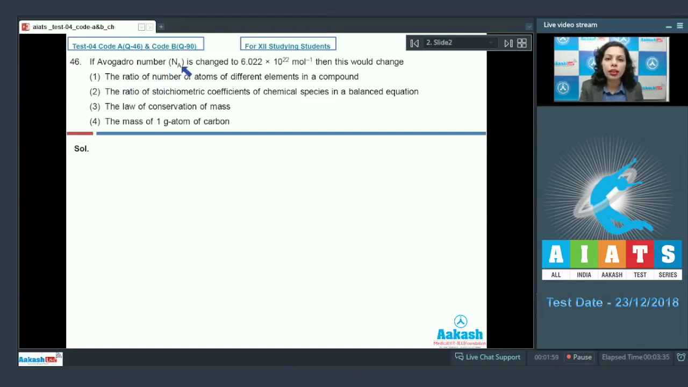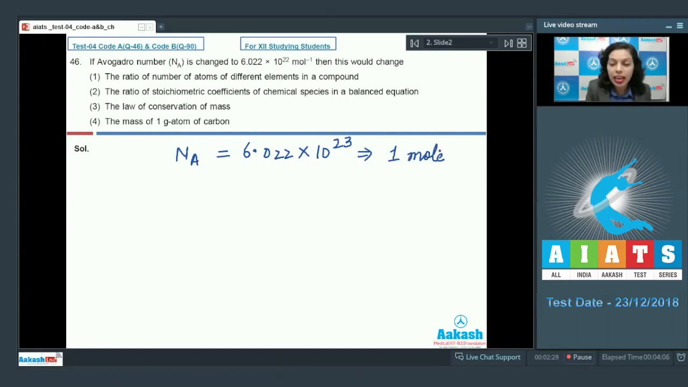If Avogadro number Na is changed to 6.022 into 10 raised to the power 22 per mole, then this would change. Basically, we know that this Avogadro number Na is equal to 6.022 into 10 raised to the power 23. It represents the number of particles in 1 mole of the substance. So this is representing 1 mole of an ideal gas at STP, and in that the number of particles is 6.022 into 10 to the power 23.